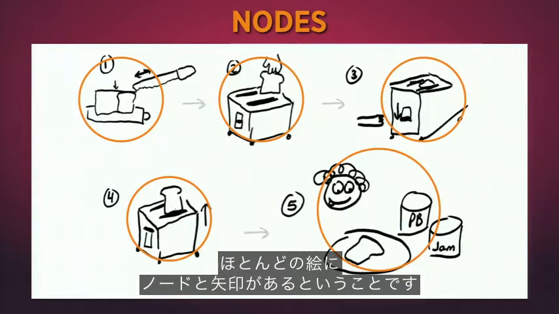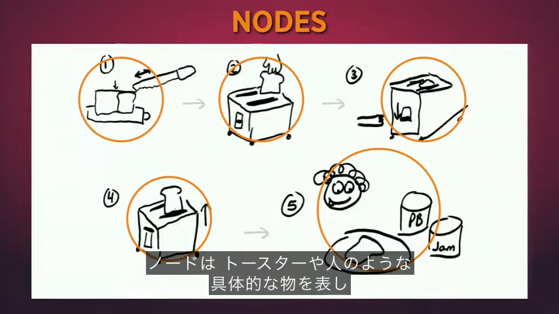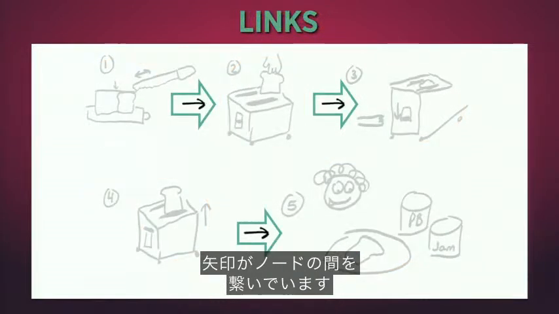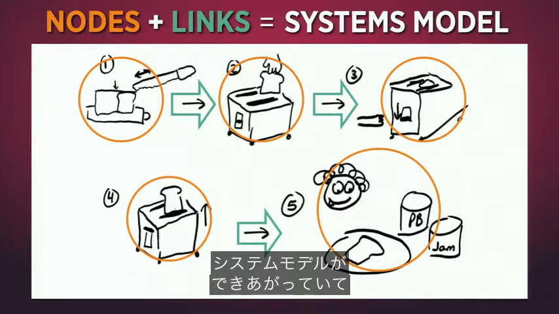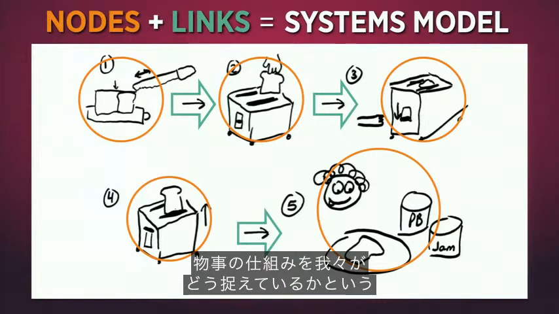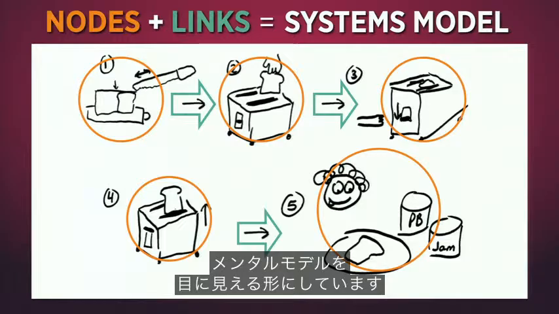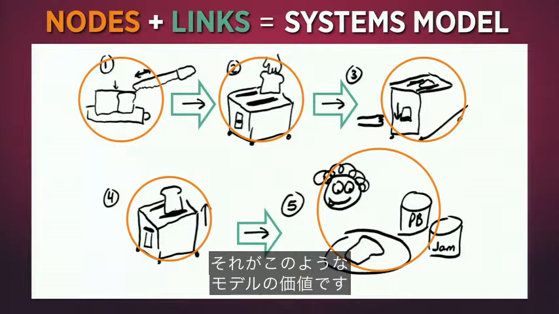So most drawings have nodes and links. So nodes represent the tangible objects like the toaster and people, and links represent the connections between the nodes. And it's the combination of links and nodes that produces a full systems model. And it makes our private mental models visible about how we think something works. So that's the value of these things.